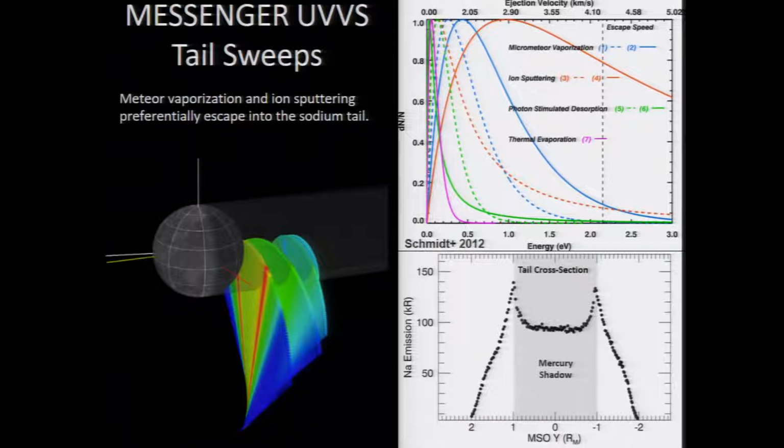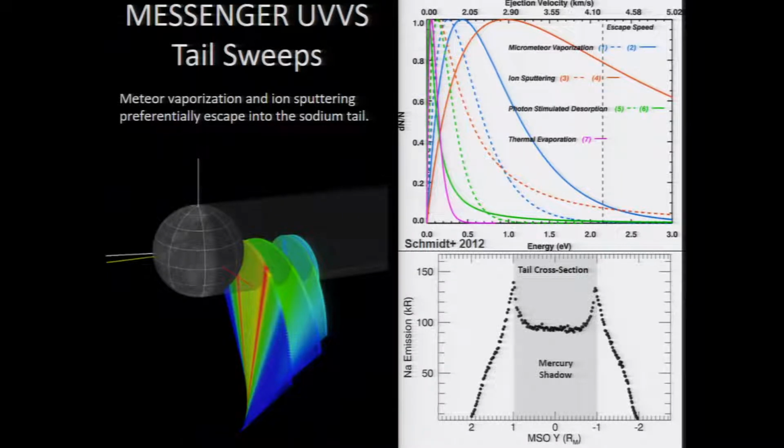There's a couple different things that can liberate sodium from the surface regolith into the exosphere. Micrometeorite vaporization and ion sputtering are energetic processes relative to photodesorption and just thermal evaporation. And this plot also demonstrates a lot of mystery. Our community does not have a good consensus for the exosphere of what these energies are. The numbers are kind of all over the place.